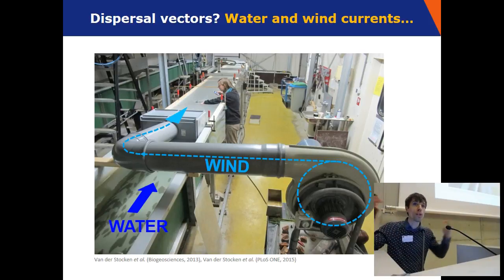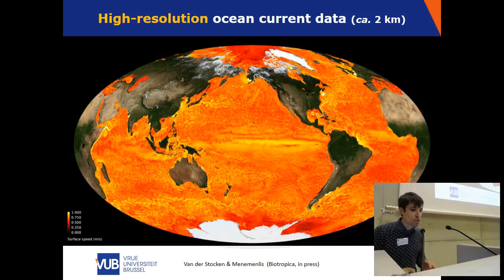So we went to the Netherlands and we studied the behavior of these different propagule types under different water and wind conditions in the Flume racetrack. And we combined this with high-resolution ocean data from NASA. And well, this is a movie, but it seems to be too heavy.